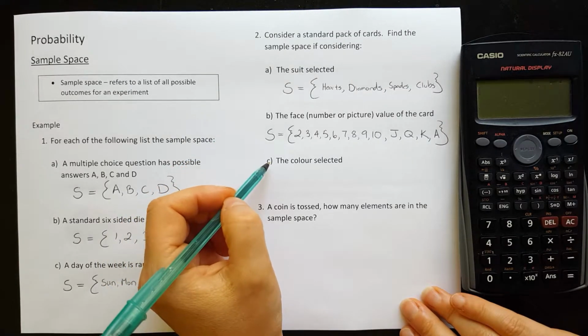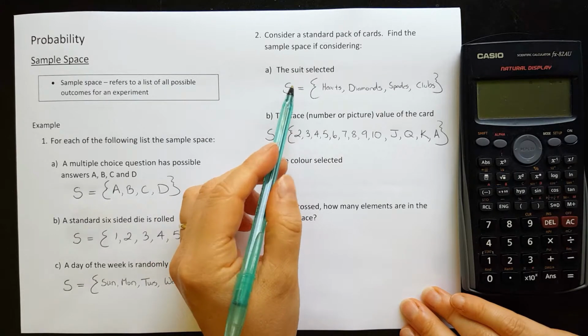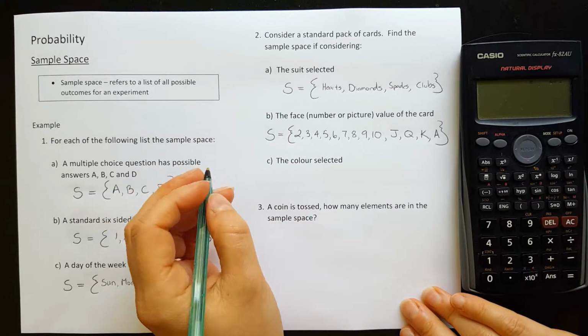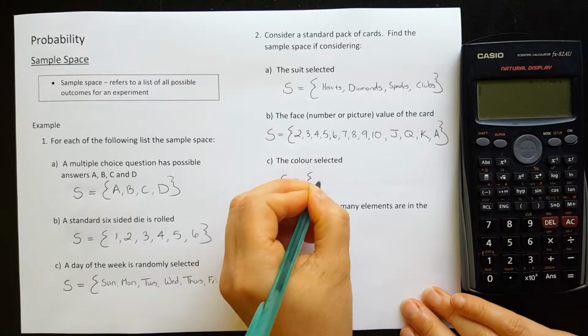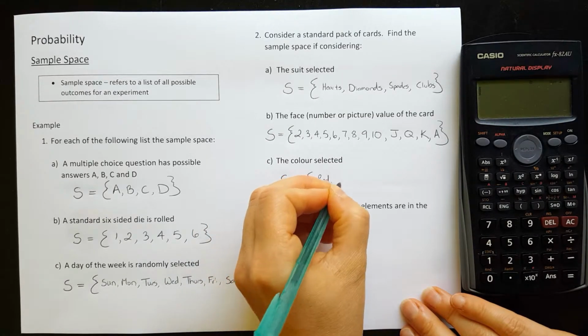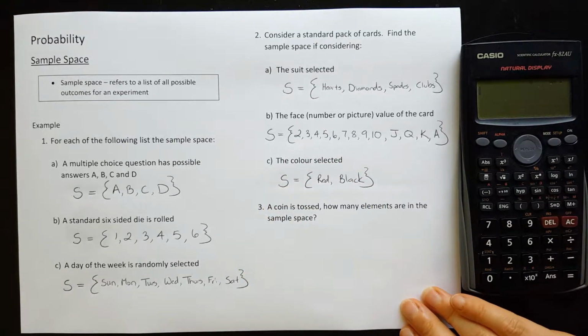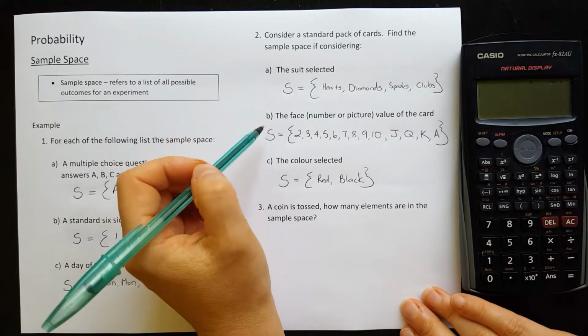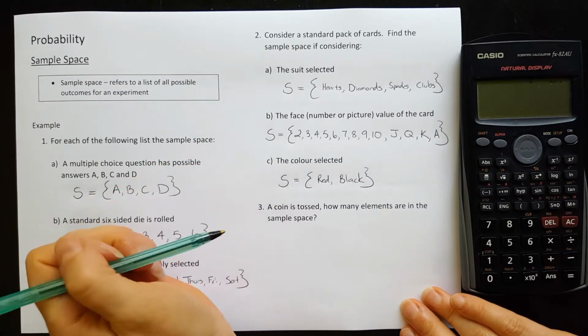And finally, what is the sample space for the color that you select? Well, as I suggested up here, there's actually only 2 colors in a pack of cards, and that is red and black. Only 2 options. So it's interesting to see all these different ways of categorizing our sample space, all for a pack of cards.